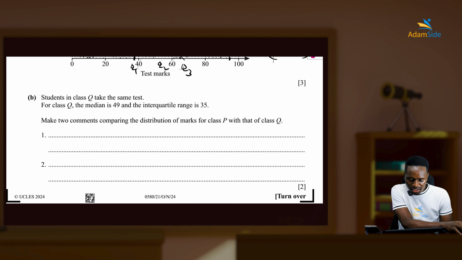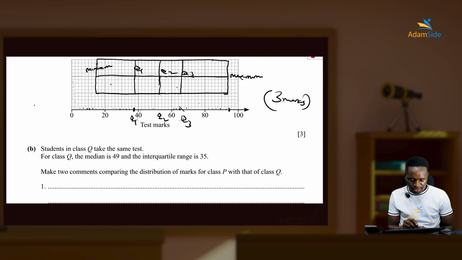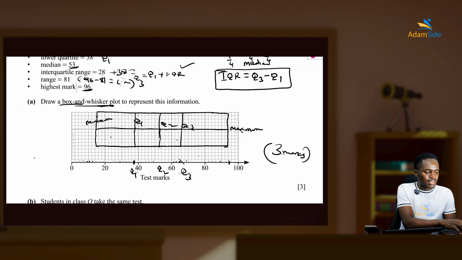A student in class Q takes the same test. For class Q, the median is 49 and the interquartile range is 35. Make 2 comments comparing the distribution of marks for class P with that of class Q. This is easy. For class Q, the median is 49. So if the median is 49, what does it tell? And here our median is 50. So what it tells is class Q scored fewer marks on average, as the median is lower than the other class.